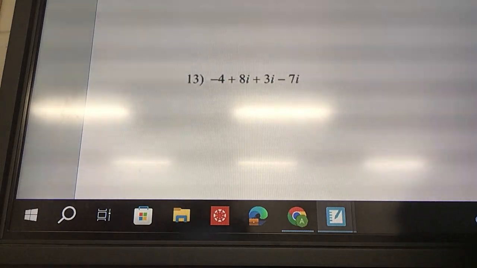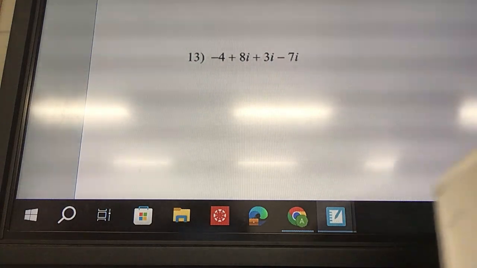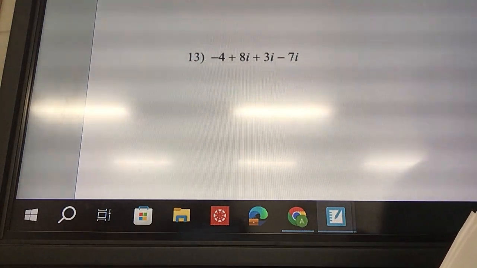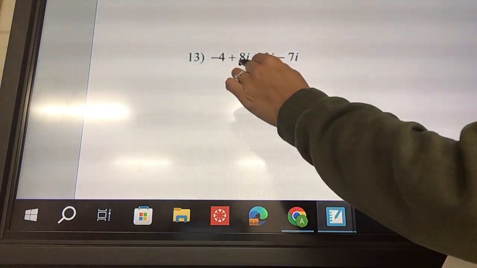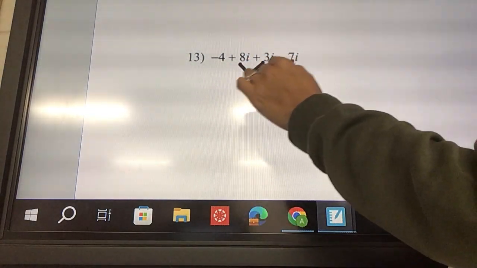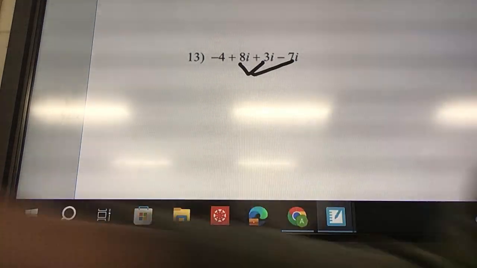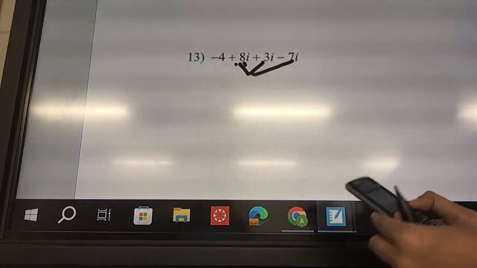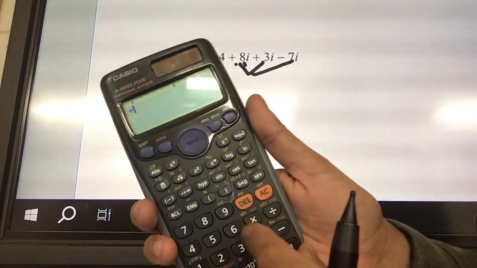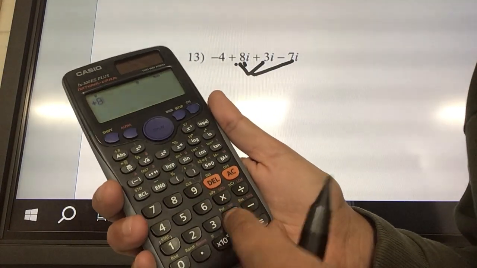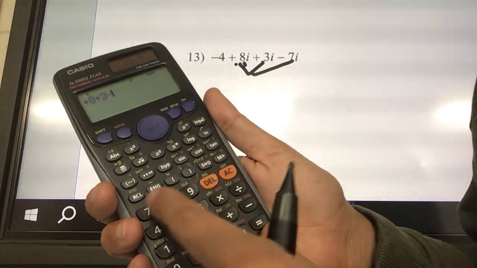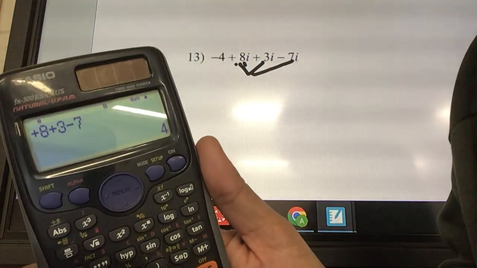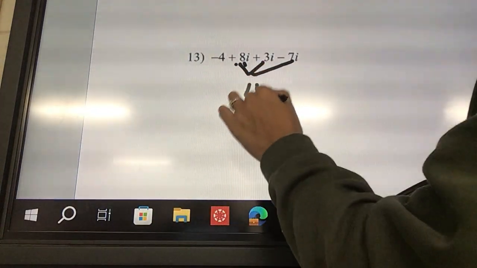Okay, 13. We're going to look, see what I can put together. And I suggest using a calculator. Well, I can put together 8 plus 3, and I can put -7. On the calculator, the sign that's in front goes with it. So you can say plus 8 plus 3 -7. It can look just like that. You type it in exactly the way each sign is. And that's going to give you a 4i.